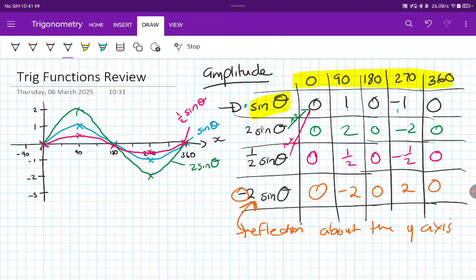What happens if I have a reflection about the y-axis? 0, sorry, I want that in orange, 0, then negative 2, 0, positive 2, 0. Okay, so this here represents the various options that you can have for a change in amplitude.